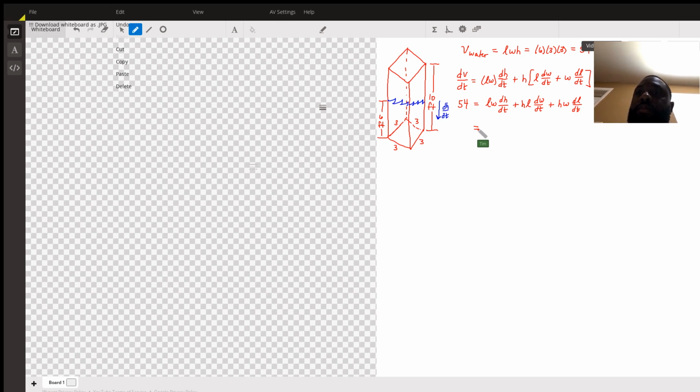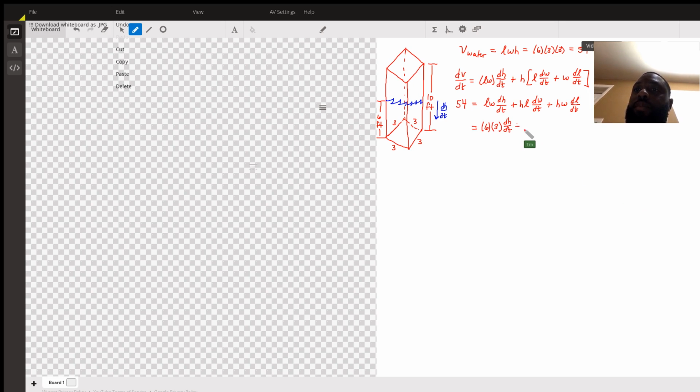So we have the length, the water length, which is also the same as the height, because we're talking about the volume of the water here. Width, 3, dh dt is what we're looking for. Plus the height, also 6.